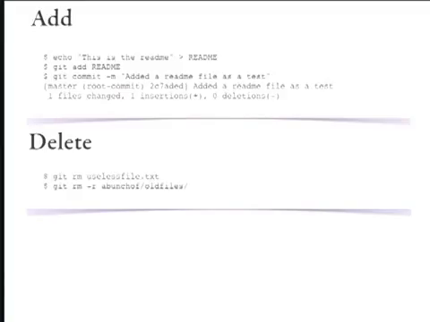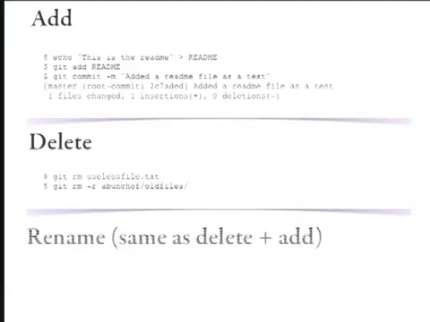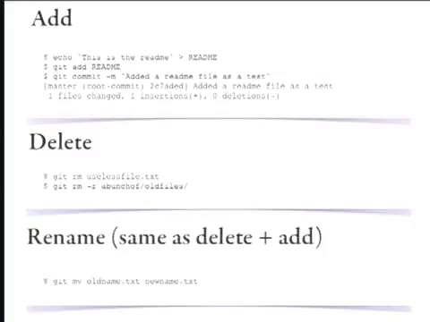So the opposite of this: if I wanted to delete a file from being version controlled, I can do git rm useless file.txt, or a recursive remove of a directory, git rm -r. Kind of annoying, but if you want to rename a file, it sort of does a delete of the file and then adds it again. But you can shorten this with just the git mv command.